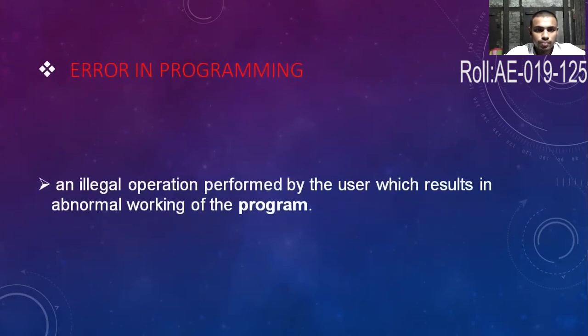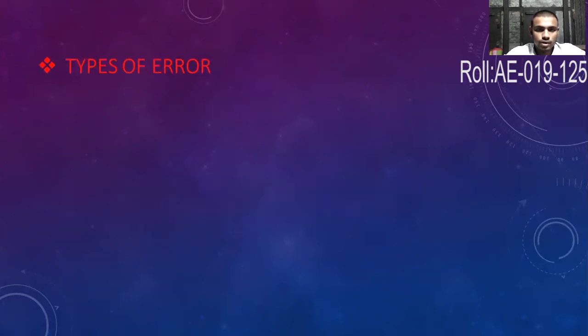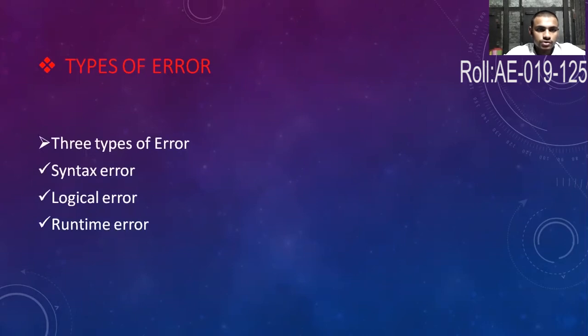Now I would like to talk about error in programming. An error in programming is an illegal operation performed by the user which results in abnormal working of the program. There are 3 types of error. Number 1, syntax error. These are errors where the compiler finds something wrong with your program and you can't even try to execute it. Number 2, logical error. And number 3, runtime error.